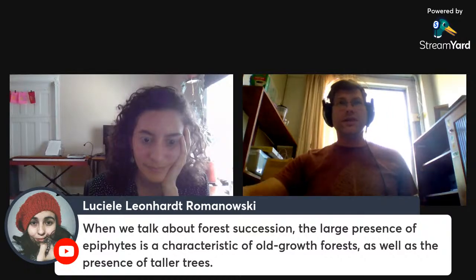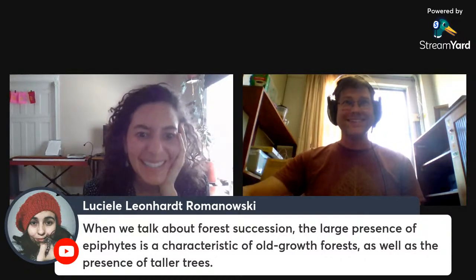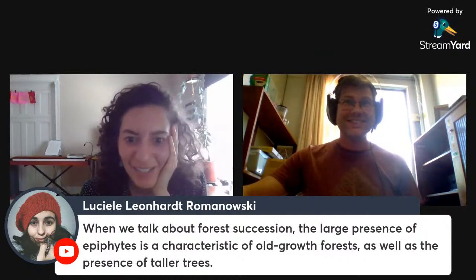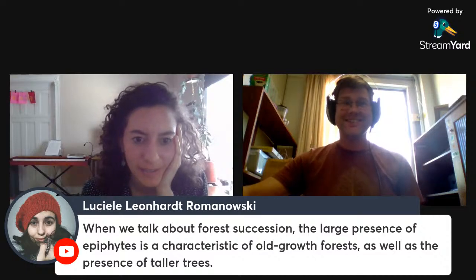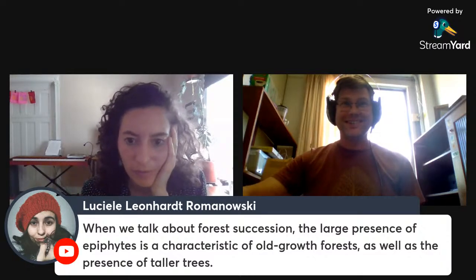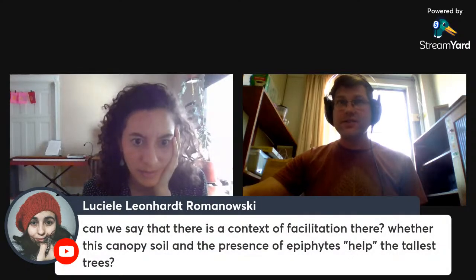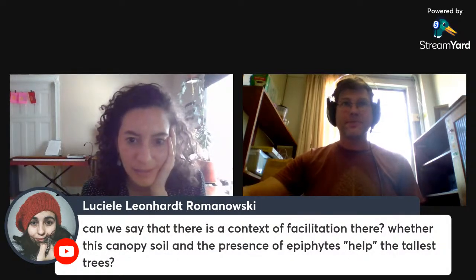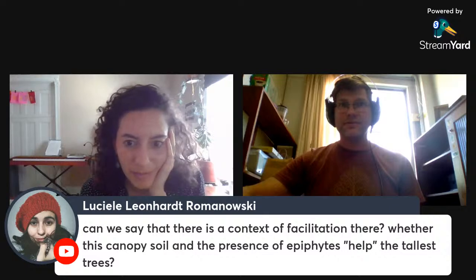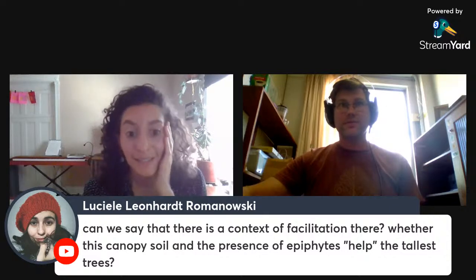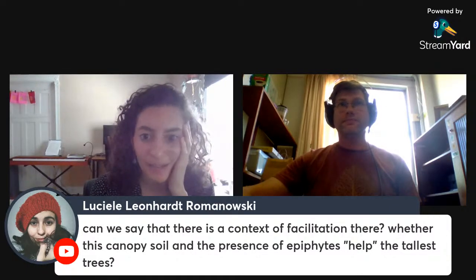This one is in English. When we talk about forest succession, the large presence of epiphytes is a characteristic of old growth forests, as well as the presence of taller trees. We say that there is a context of facilitation there, whether this canopy soil and the presence of epiphytes help. Yes, I agree. I think it could be facilitation.